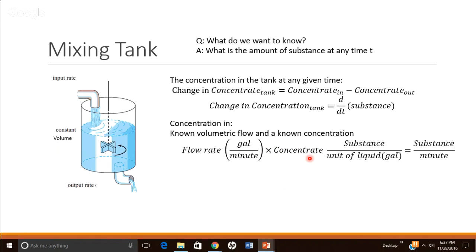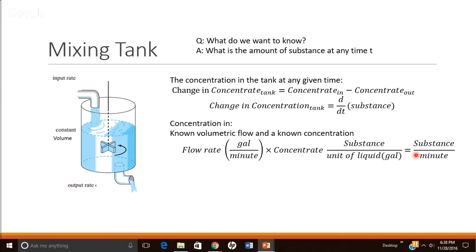times whatever the actual concentration is, which is just whatever the substance is. In this case, it'll be an amount of salt per unit liquid. It could be kilograms of salt, it could be pounds of salt, but since we're looking at gallons, we'll say pounds of salt per gallon. Keep everything in English units. When you multiply those together, it gets you the amount of substance per unit time. So in this case, it would be pounds of salt per minute.